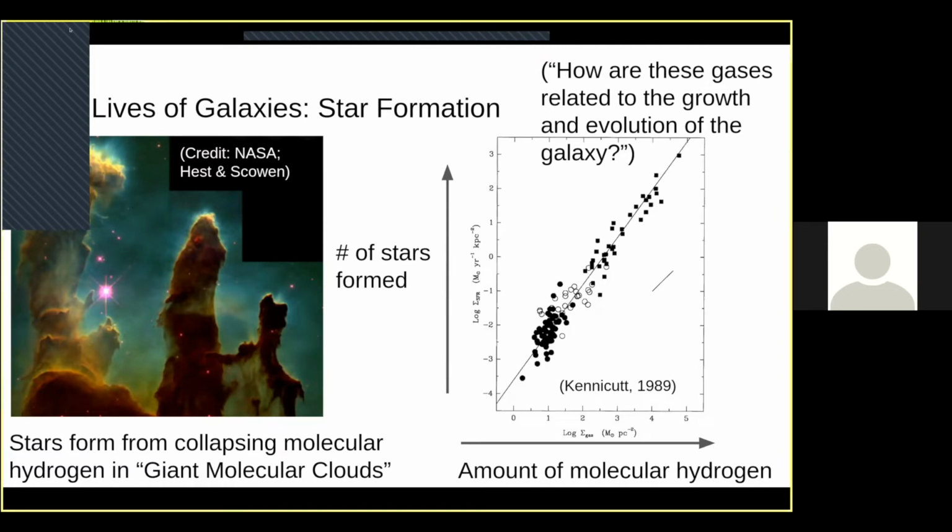it can form. So here's a famous plot of something called the Kennicutt-Schmidt relationship that shows you that the more molecular hydrogen you have on the x-axis, the more stars are formed. And all of these points are either different galaxies or different points within a galaxy. And the relation is quite close.